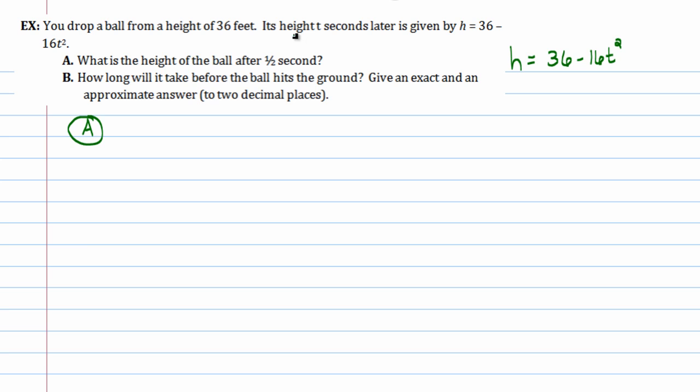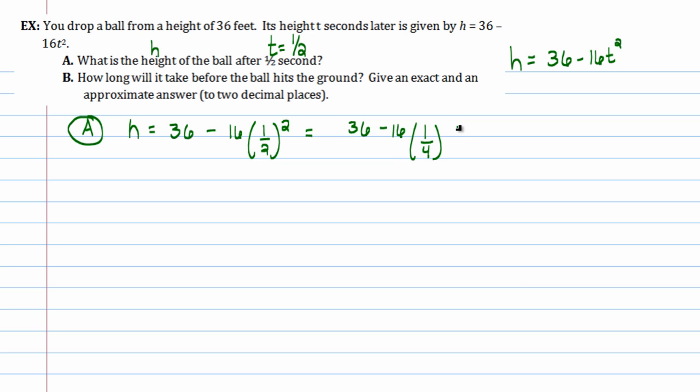Well, ask yourself when you see something like that, what they're looking for and what you have. They're looking for the height, h, and what you have is t is equal to 1/2. They told you time is 1/2 a second. So let's plug that in. h is equal to 36 minus 16 times 1/2 squared. Follow the order of operations, so always exponents first. So that's 36 minus 16 times 1/4.